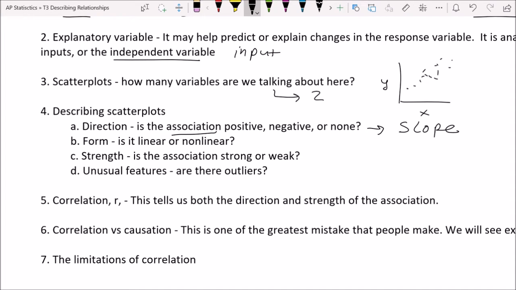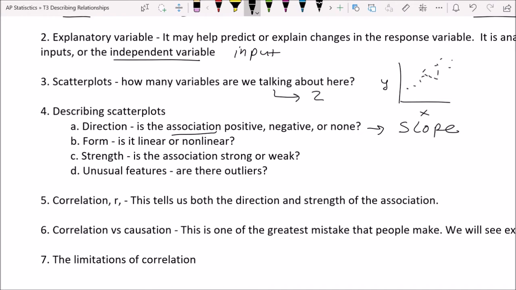For C, the third thing, the strength, is it a strong or weak association? We'll talk a little bit more about that in a minute. One of the things that's frustrating is there's not a clear boundary between strong and weak, like, oh, a 0.7 is strong, but a 0.6 is weak. There's nothing like that. It's one of those sort of ambiguous terms. So we'll do some examples here in just a minute to give you a better feel for that.